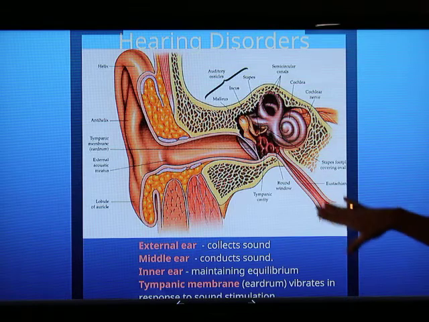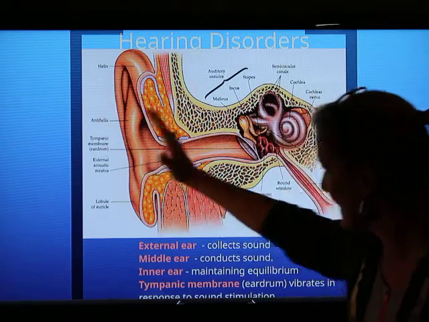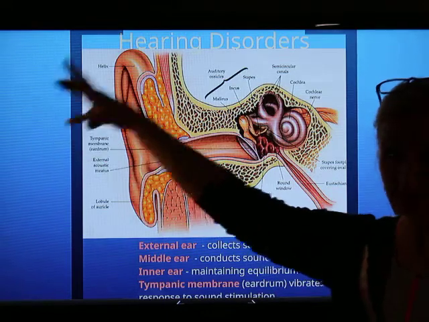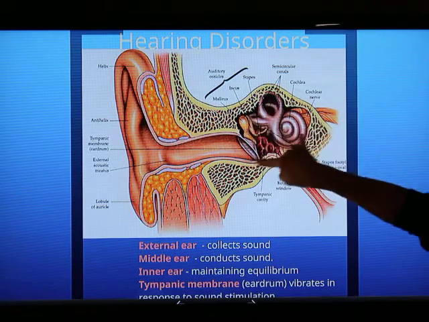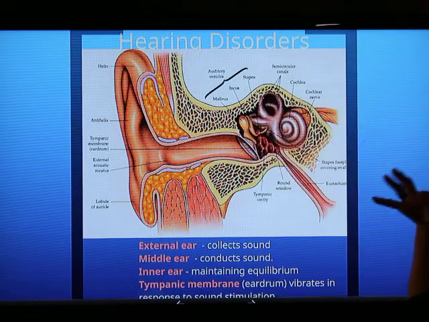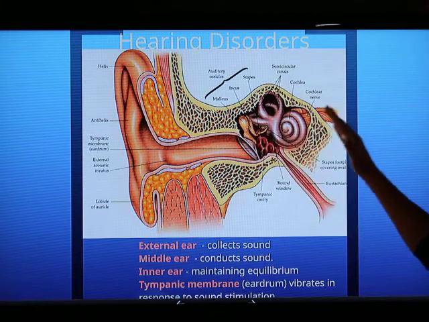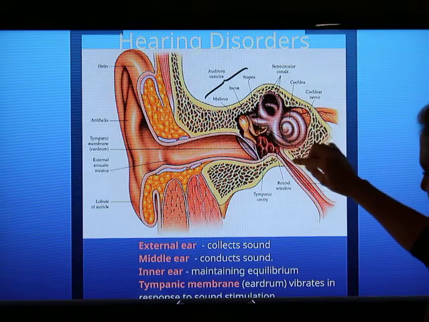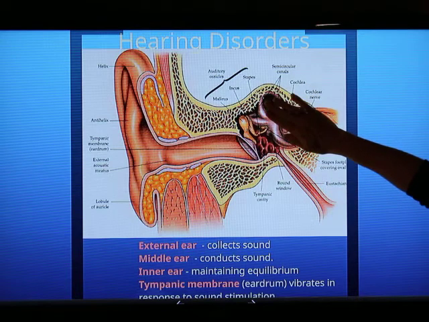Then the next thing I want you to remember is the external ear. When I say external ear, I'm talking from here out. This whole part is responsible for collecting sound from the external environment. Then you've got your middle ear, right in here. This is going to start conducting the sound, interpreting it through vibrations. These little bones move, and it conducts the sounds back into the nerve, to be processed in the auditory lobes of the brain. Then your inner ear is back in here, and this part is maintaining your equilibrium.